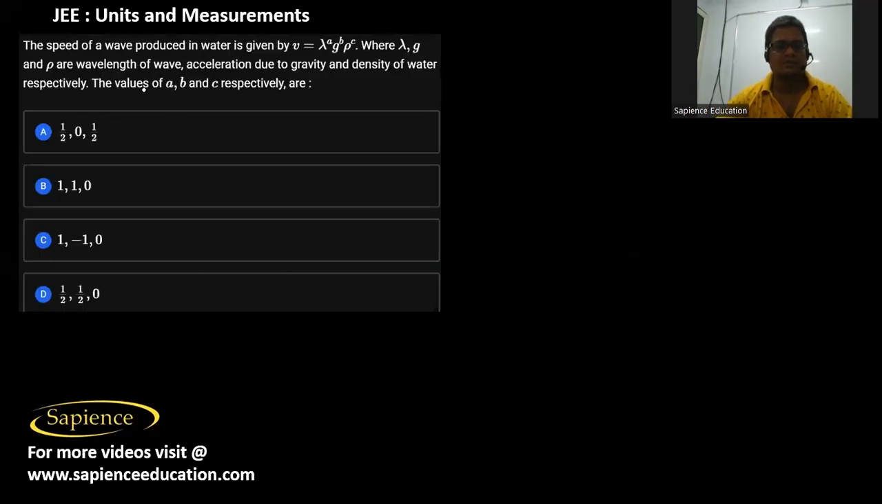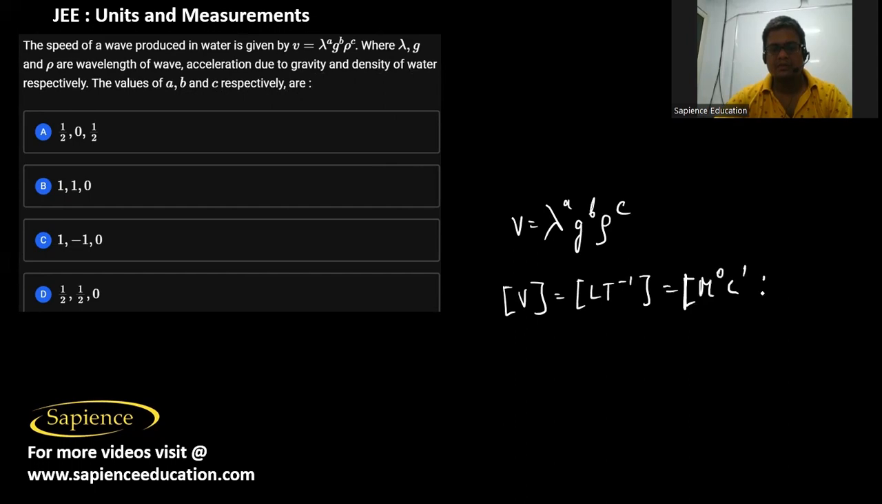Then here it is told that the speed of a wave produced in water is given by V equal to lambda power A g power B rho power C, where lambda, g and rho are the wavelength of the wave, acceleration due to gravity and density of water respectively. The values of A, B and C respectively are? So now, the dimensional formula for speed is L T power minus 1, or I can say M power 0 L power 1 T power minus 1. That should be the same as the dimensional formula for the right hand side.